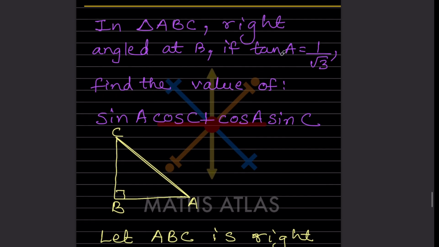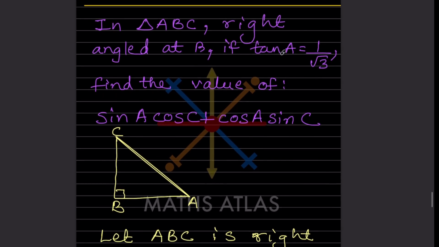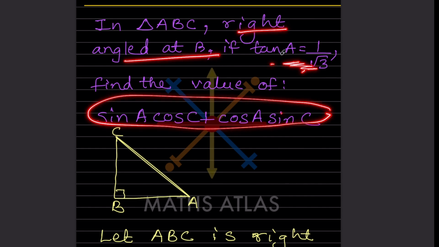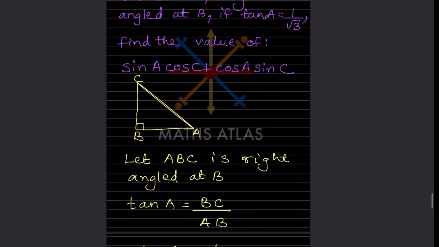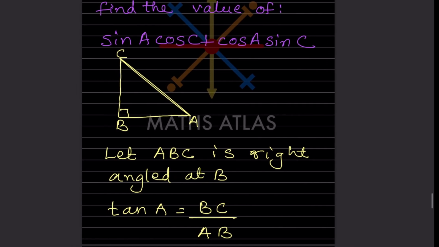So now we'll go for the next one. In triangle ABC, right angled at B. So this is important, right angled at B. If tan A is 1 by root 3, find the value of this one. So see, right angle at B means B should be here, because this is 90 degrees. So B should be here. Now you can write A and C anywhere. So don't forget B should be at this corner. So let ABC be right angled at B.